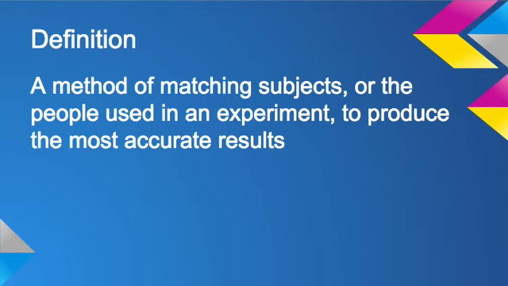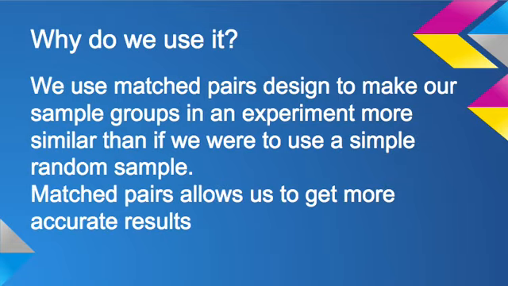Because a lot of times we want to have a simple random sample or a completely randomized experiment. But there are some times where not having everything be completely random is better than having everything be really random in an experiment. So we use a matched pairs design to make our sample groups in an experiment more similar than if we were to use a simple random sample.